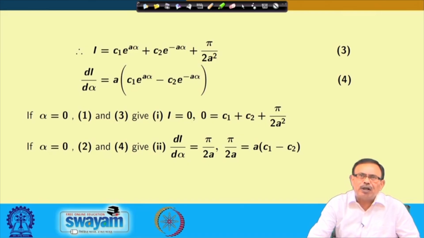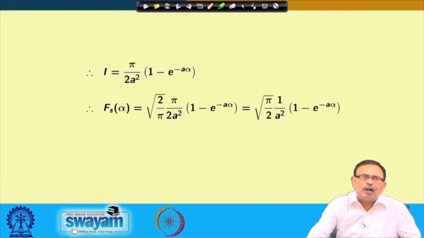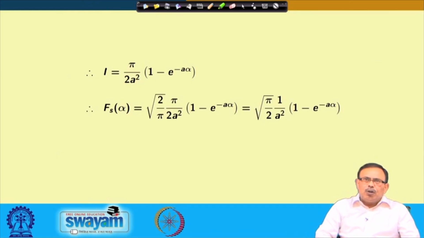So, now you have two equations in C 1 and C 2, and these simple equations I can solve, and I can find out the value of C 1 and C 2. So, by solving these two equations, I will obtain the value of C 1 as 0, value of C 2 as minus pi by 2 a square. So, that the solution I equals, I can write down pi by 2 a square into 1 minus e power minus a alpha, and once I obtain I, then Fourier sine transform of the function I can obtain as root over pi by 2 1 by a square into 1 minus e power minus a alpha.